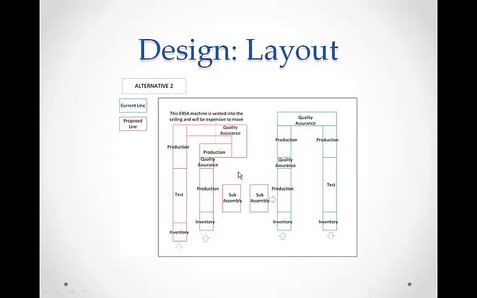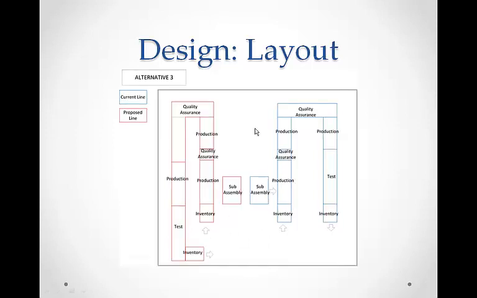The next design also keeps the wave solder machine in place, and this alternative replicates the final assembly and test stations and creates an extra inventory point, thus having 4 flow points in and out of the line. Alternative 3 has the wave solder machine moved and creates a U-shaped line. This also replicates the final assembly and test stations and has an extra inventory point, also creating 4 in and out flow points for the line.